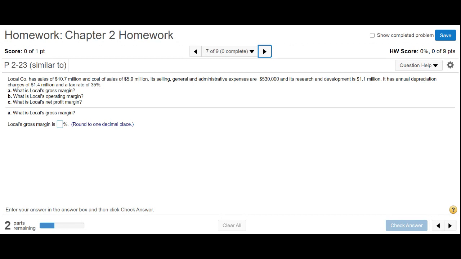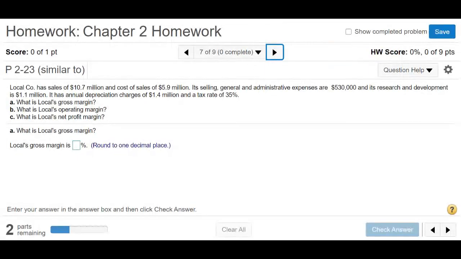All right, so let's try that. You've got to tell me, I can't see. What did you come out with? Is it 44.86? It says round to 1 decimal point. So 44.9.